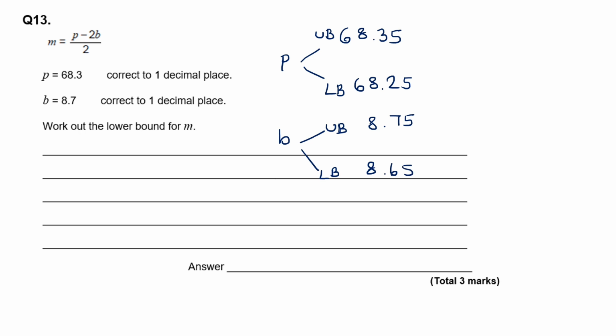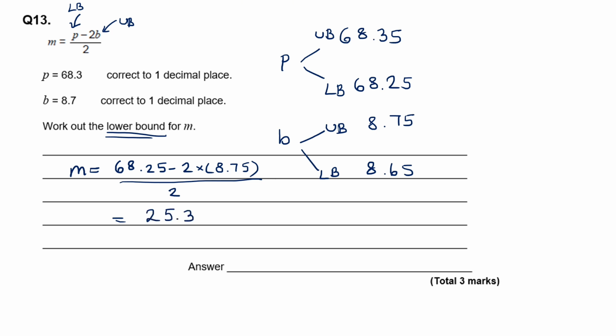Now we need to think strategically about this, because we're trying to end up with the lowest answer. How can we get the lowest answer? If I pick the smallest value, which is the lower bound of P, and the upper bound of B, I will be taking a larger number from a smaller number, so I'm going to end up with a lower bound of M. So M is going to be 68.25, take away 2 times B. I'm going to use the upper bound of B because I'm trying to take a larger number away from the number that I have, so I can end up with a smaller number. So 8.75 will be divided by 2, and that is going to give us 25.375.